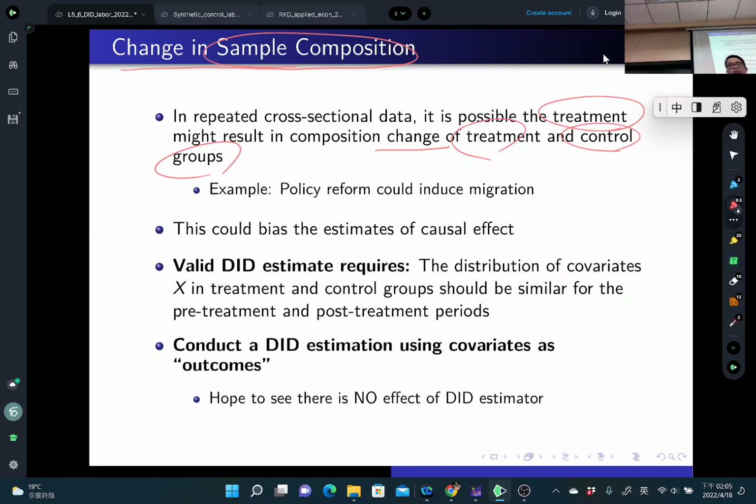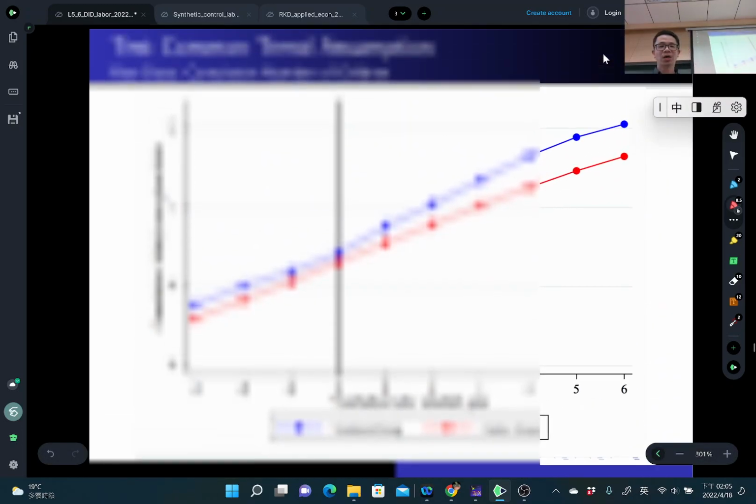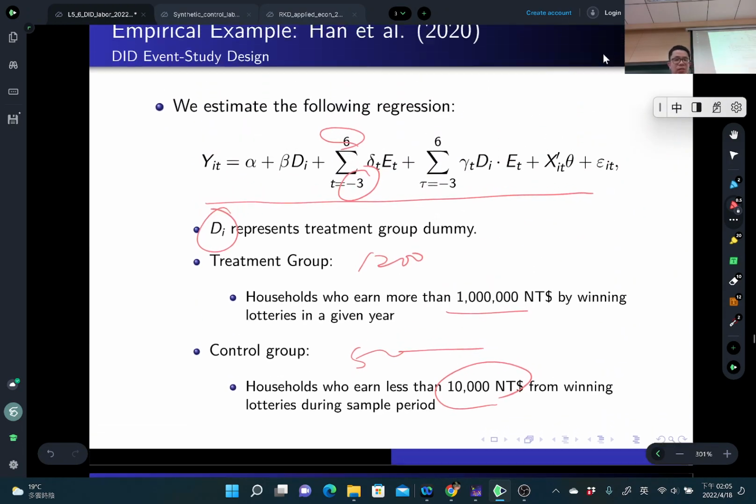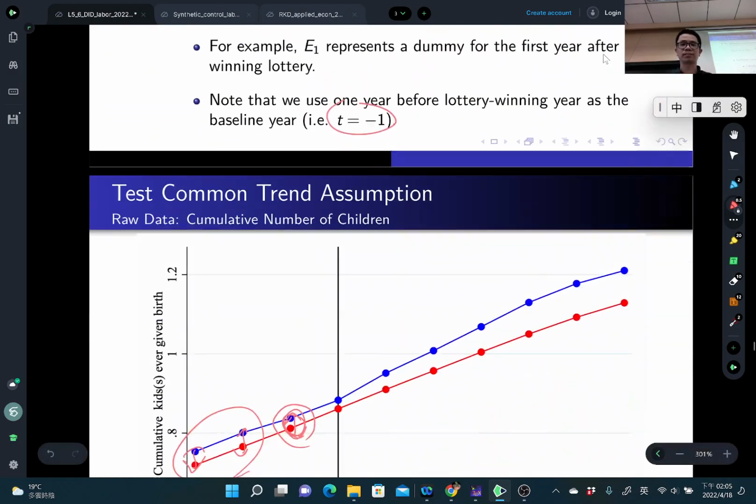Okay, so if your data is not panel data, maybe you need to care about this issue. Any questions about this? For my study here, we don't have this issue because we follow the same person, the same household over time, so there is no change. But in some situations with repeat cross-sectional data, the composition might change.